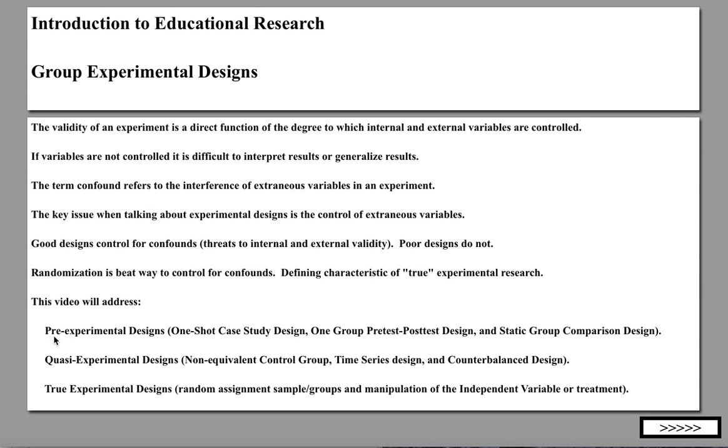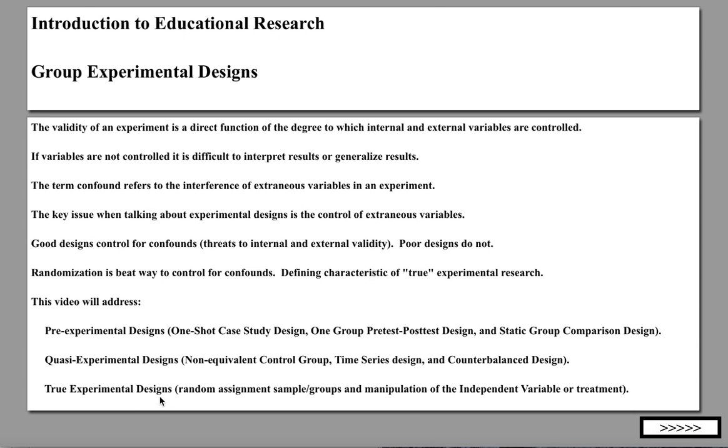So this video is going to address pre-experimental designs, the one-shot case study design, one-group pre-test, post-test design, and static group comparison design, and quasi-experimental non-equivalent control group, time series, and counterbalance design. And then true experimental designs.